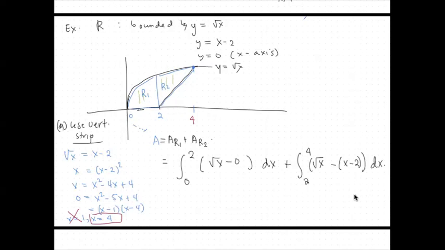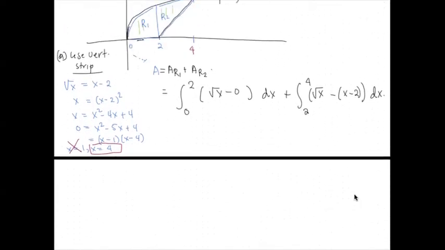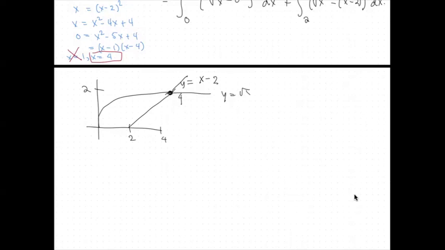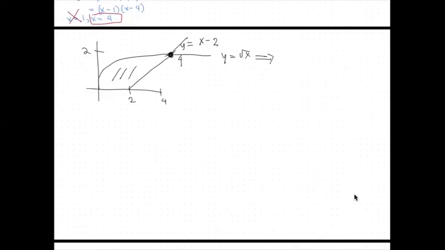Now it's easier when you use horizontal strip. So let me redraw the region here. This is 2, this is 4, and this is 4. When this is 4, this is y is equal to x minus 2. Then this is 2. And this is y is square root of x. This is your region. Now, this implies that x is equal to y squared. And this implies that x now is just y plus 2.